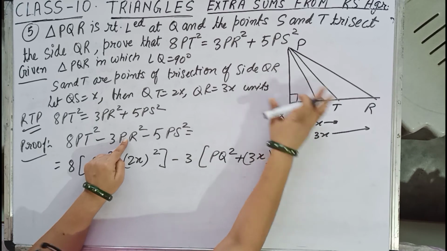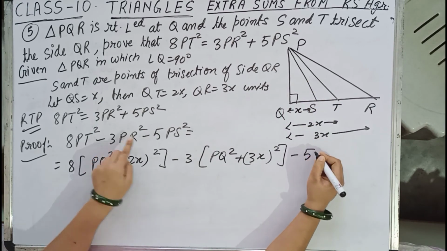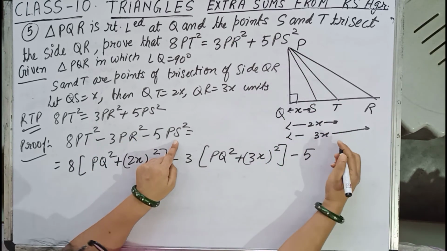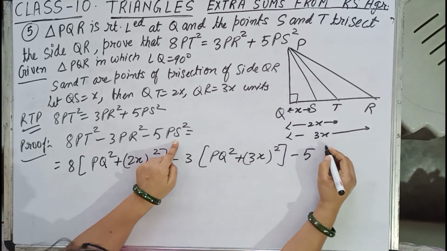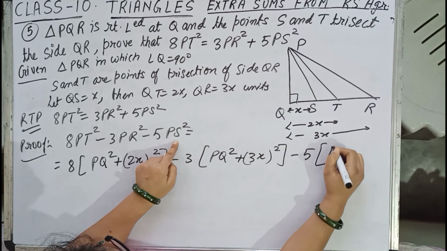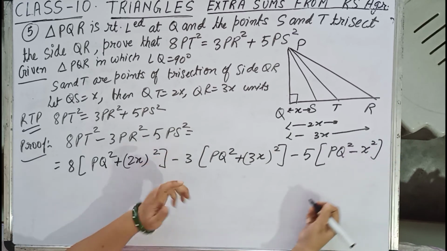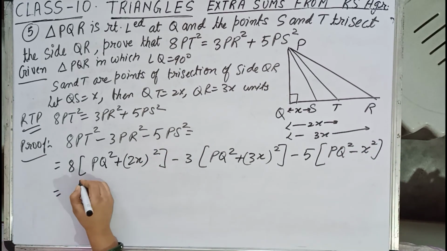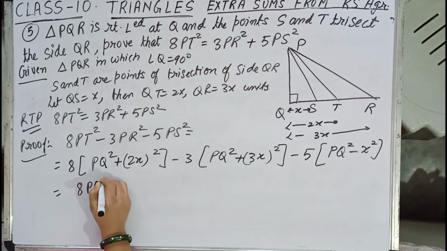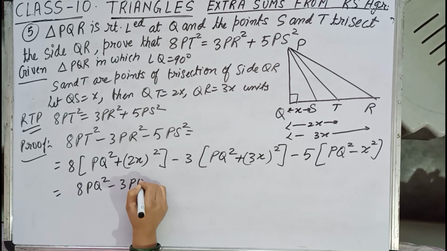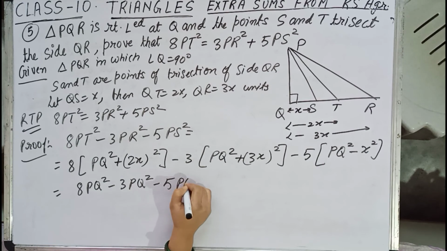PR minus 5 PS square. PS is a part of this right angle triangle PQS. So 5 PS square will be PQ square minus x square. This much only you solve. So 8 PQ square minus 3 PQ square minus 5 PQ square.